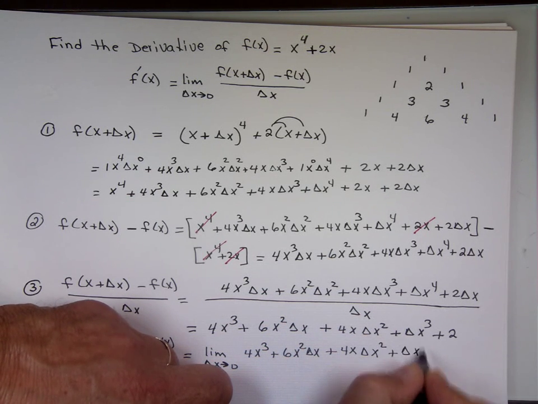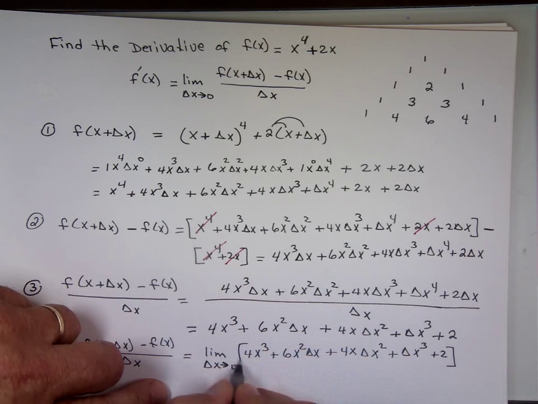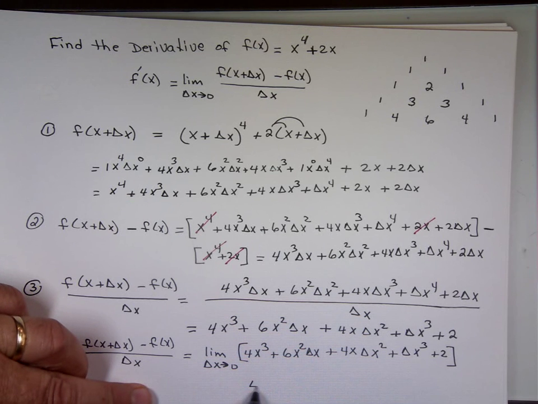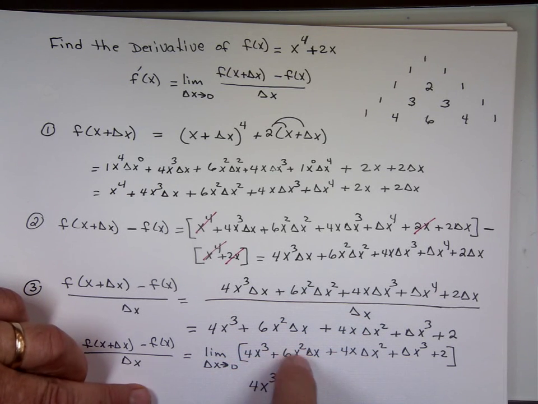Which means what? Go to this expression, every time you see delta x, take it out and put what? 0. If you replace delta x with 0, what's your final answer? 4x cubed. This piece is 0, it's gone. That piece is 0, that's gone. That piece is 0, that's gone. Plus what? 2.